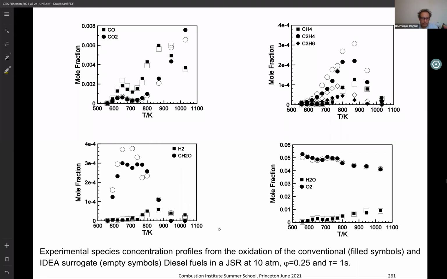So these are experimental results for the oxidation of the conventional and surrogate diesel fuel. These were obtained at an equivalence ratio of 0.25, which is very lean, a large excess of oxygen, at 10 atmospheres and a residence time of 1 second.